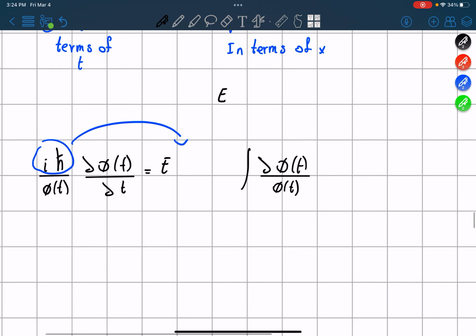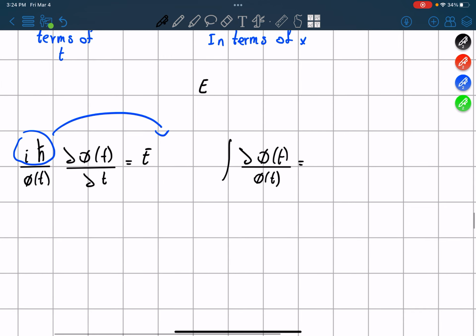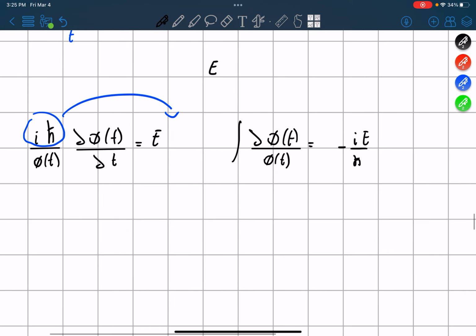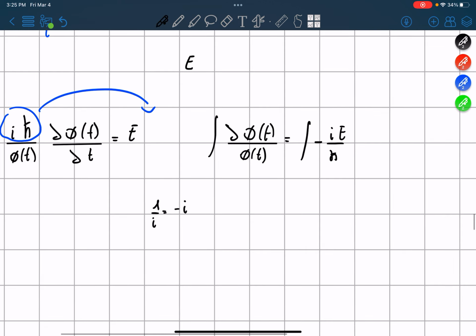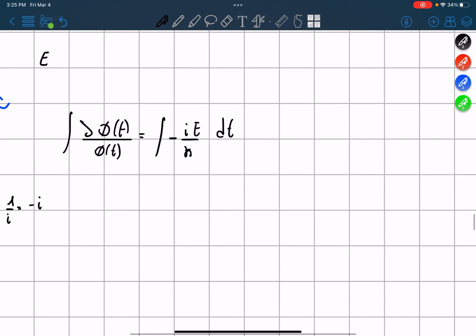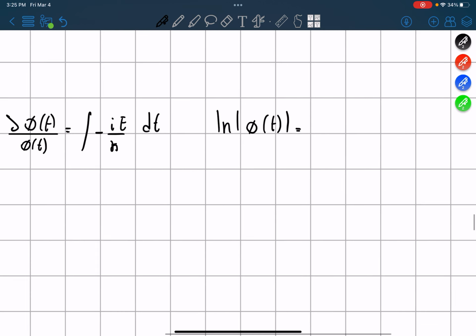And we're integrating, of course. And we're going to get negative iE over h bar, because remember that 1 over i is equal to negative i. You can prove it the long way, I don't feel like doing it right now. And then dt. So if we integrate the left side, we're going to get ln of phi t is equal to negative iEt over h bar.